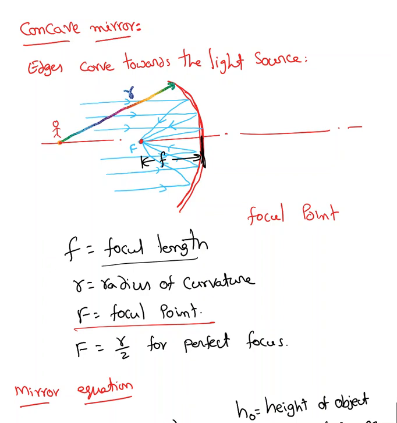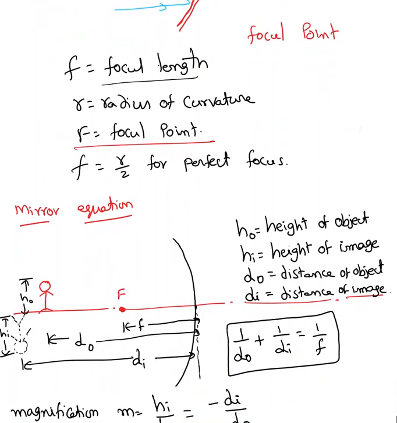R is the radius of curvature. Okay, so for a perfect focused mirror, focal length is always equal to r by 2. Focal length is always radius of curvature over 2 for a perfect mirror. Now here is the mirror equation.